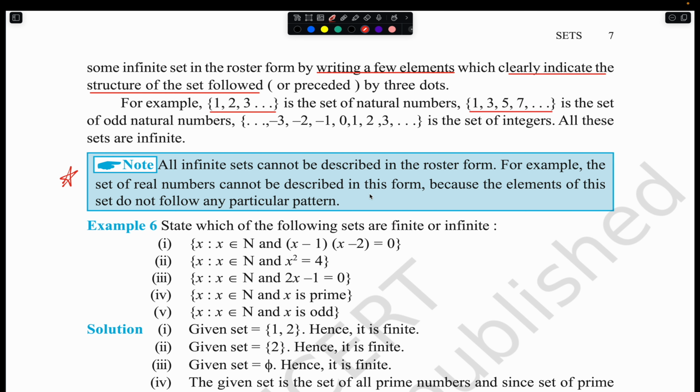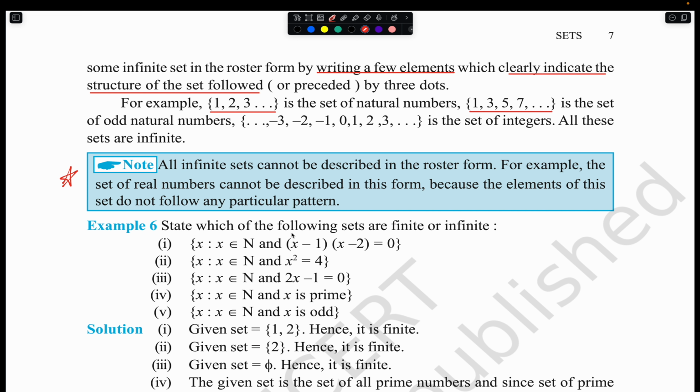So it is not that you can write every infinite set in roster form. Only those sets can be written in roster form for which the elements follow a particular rule, a particular law, or a particular pattern, and through the pattern you will be able to recognize the other elements which are going to be members of the set. If you are able to do that, then that set can be written in roster form. And if not, then the set cannot be written in roster form. So let's see some examples.